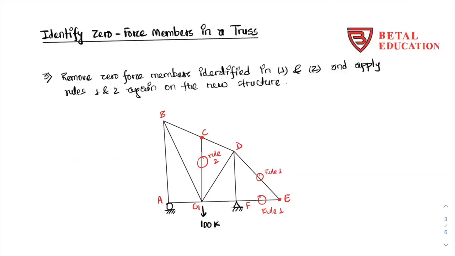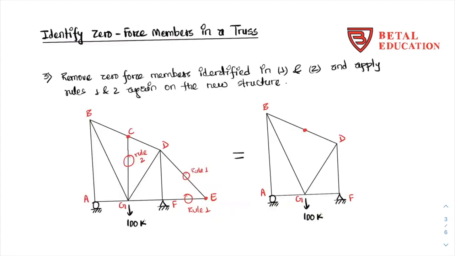Now it's rule number 3. Rule number 3 is not entirely a new rule, but a combination of rules 1 and 2. It says that if we assume that the zero force members identified from rules 1 and 2 do not exist, we can reuse rules 1 and 2 on the new structure. Let's see what that means.